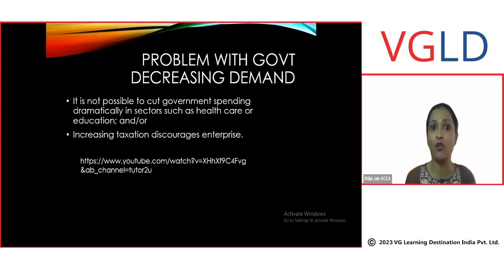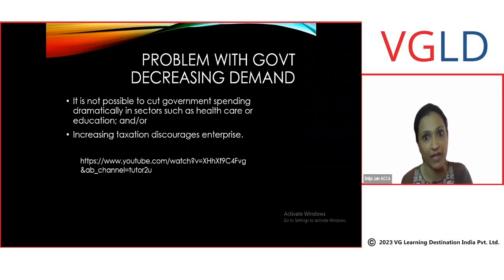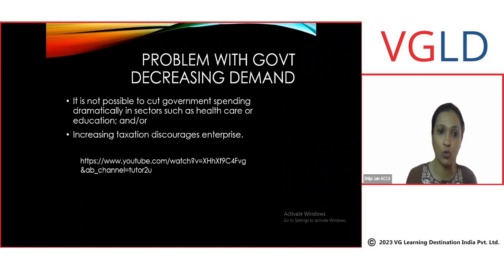Decreasing demand, is that a good thing? Obviously, everything has its own set of pros and cons. It is not possible to cut government spending dramatically on sectors where the people expect the government to spend. So the government cannot stop spending on healthcare, on infrastructure building, on education being provided in the government hospitals. That is something which definitely the government cannot help but do.